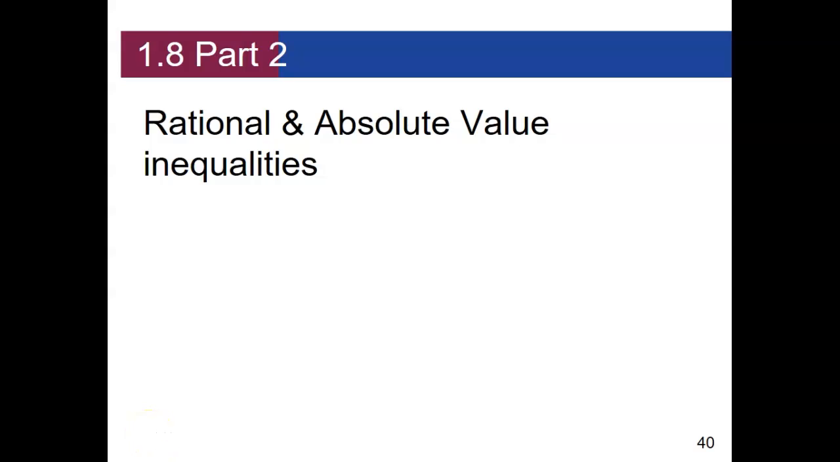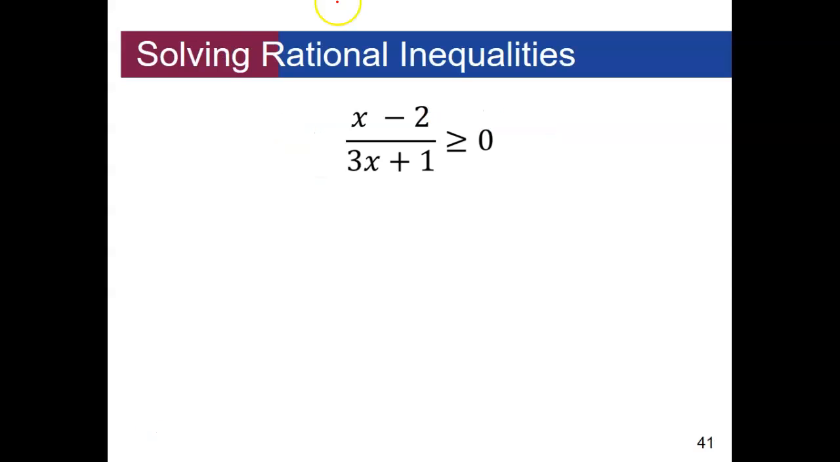Okay, today we're going to be continuing with section 1.8 dealing with inequalities. Last class we looked at linear inequalities and polynomial inequalities, and today we're going to be looking at rational and absolute value inequalities. Okay, so a rational inequality is going to look like this, where it has a numerator and a denominator.